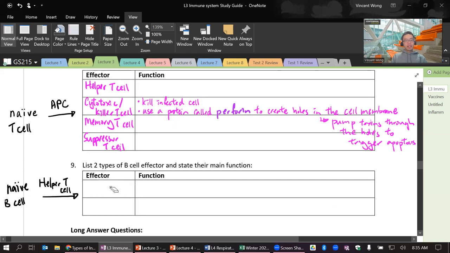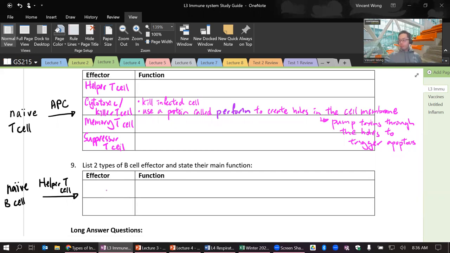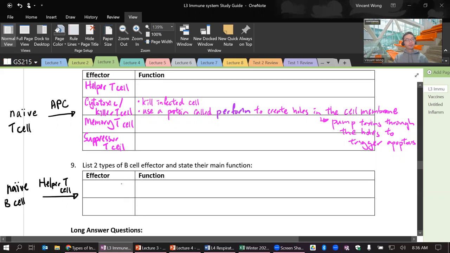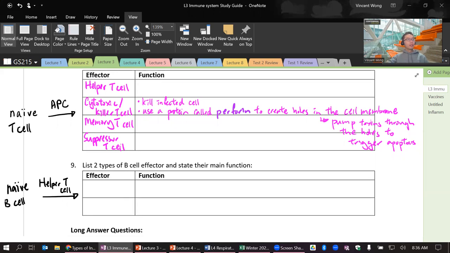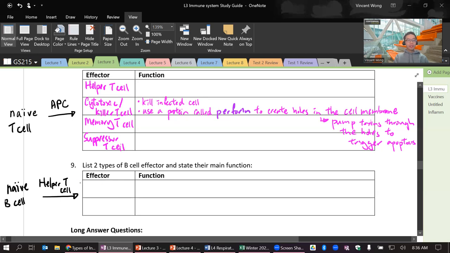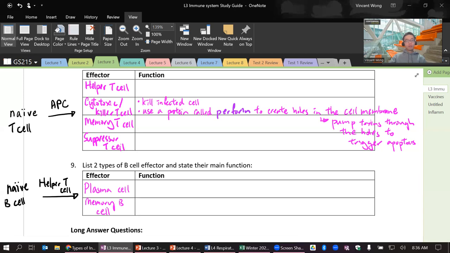All right, two types of effectors for naive B cells. Anybody want to help me out here? What are they called? What are the effectors of naive B cells? No, nothing yet? Too early? Okay, that's fine. One of them is, Brill said plasma cell. Yep, that's right, plasma cell. And these are the ones that make antibodies, right? Similarly, we also will have the memory B cell. Okay, and that has the same function as the memory T cells. They stick around in your body for a very long time.